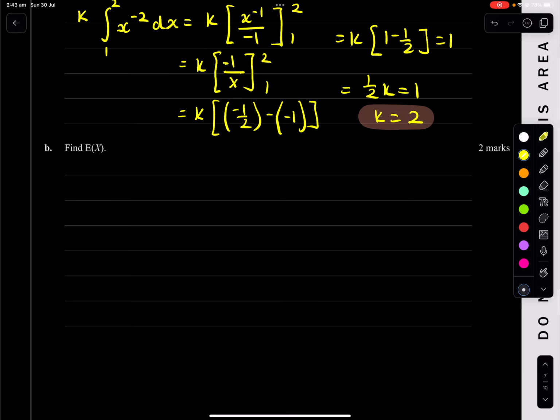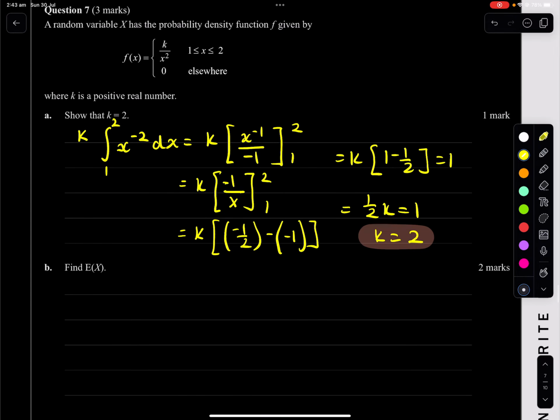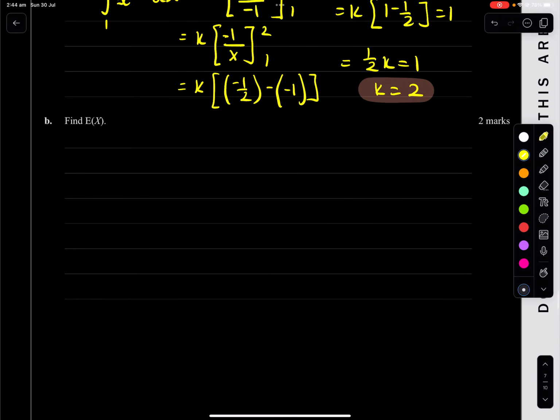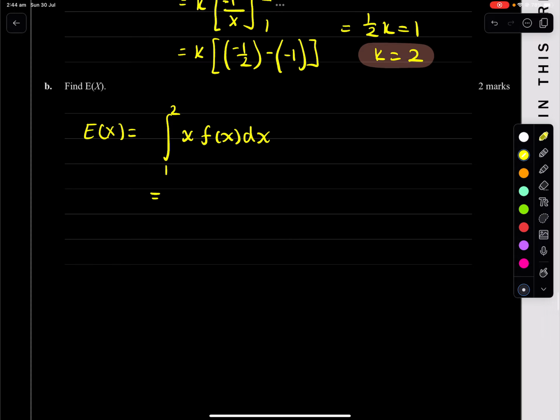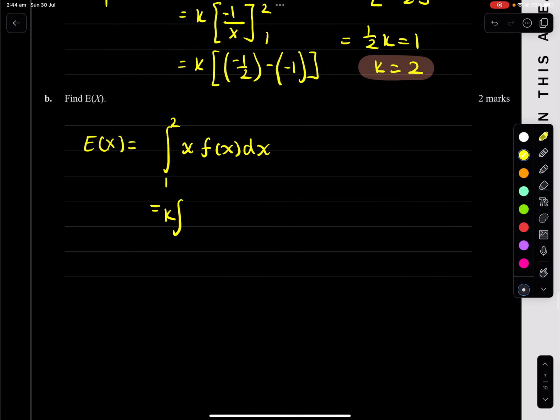So find the expected value. So to find the expected value, your expected value is from 1 to 2, k. I'm just going to write the function just as a formula, because it's 2 marks and we need to show how to get expected value. It's x multiplied by f of x dx, which in our term would be, okay, so we'll pull that k out, and if we're multiplying x, it'll be 1 over x dx.